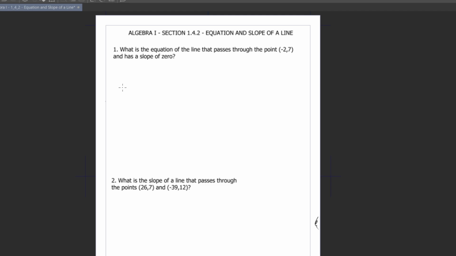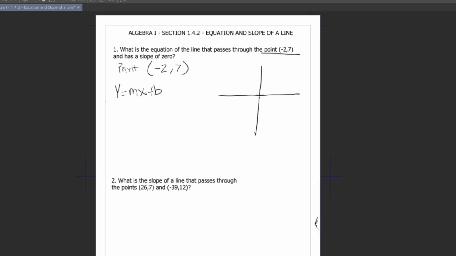Now, question 1 says, what is the equation of a line that passes through the point negative 2, comma 7, and has a slope of 0? We wrote down the point. It has a slope of 0. So let's look at this in two ways. One, we're going to look at it on a plot. Two, we're going to look at it in standard format, which is y equals mx plus b.